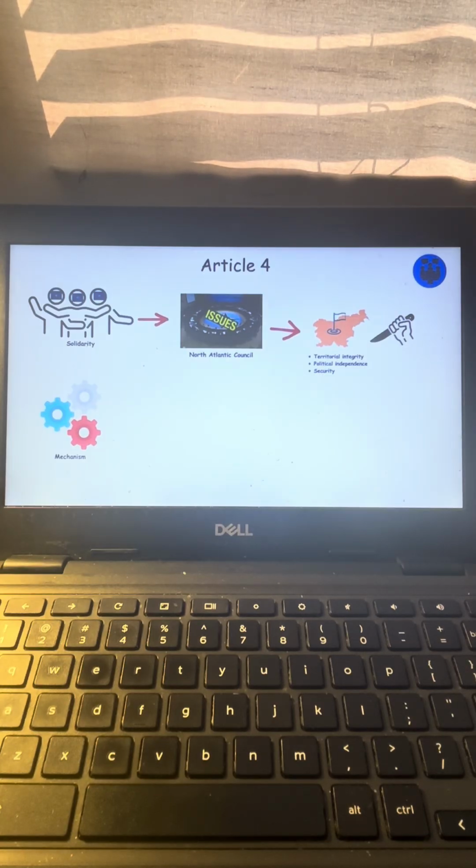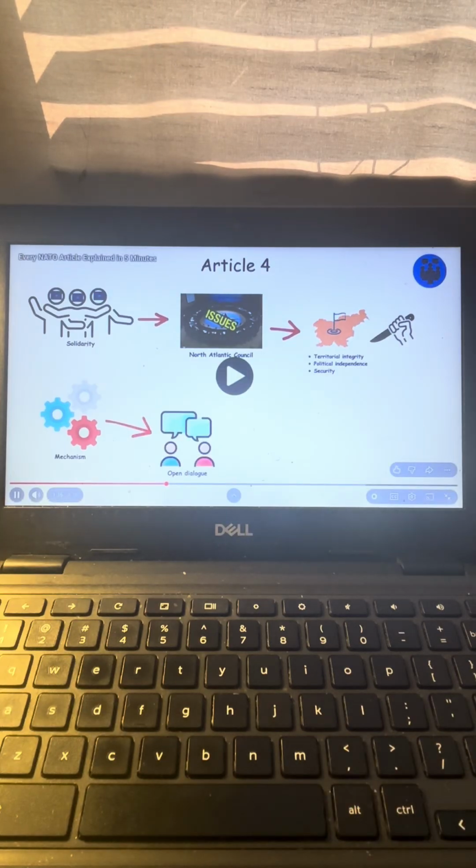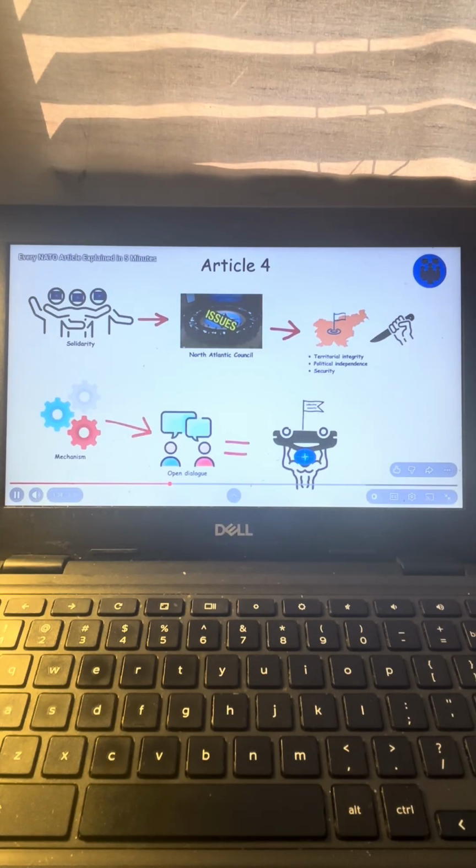Article 5 states that if there is any armed attack against one or more NATO members, they will get destroyed by the combined forces of NATO. So sorry. Dialogue and reinforces the collective nature of security within the alliance.